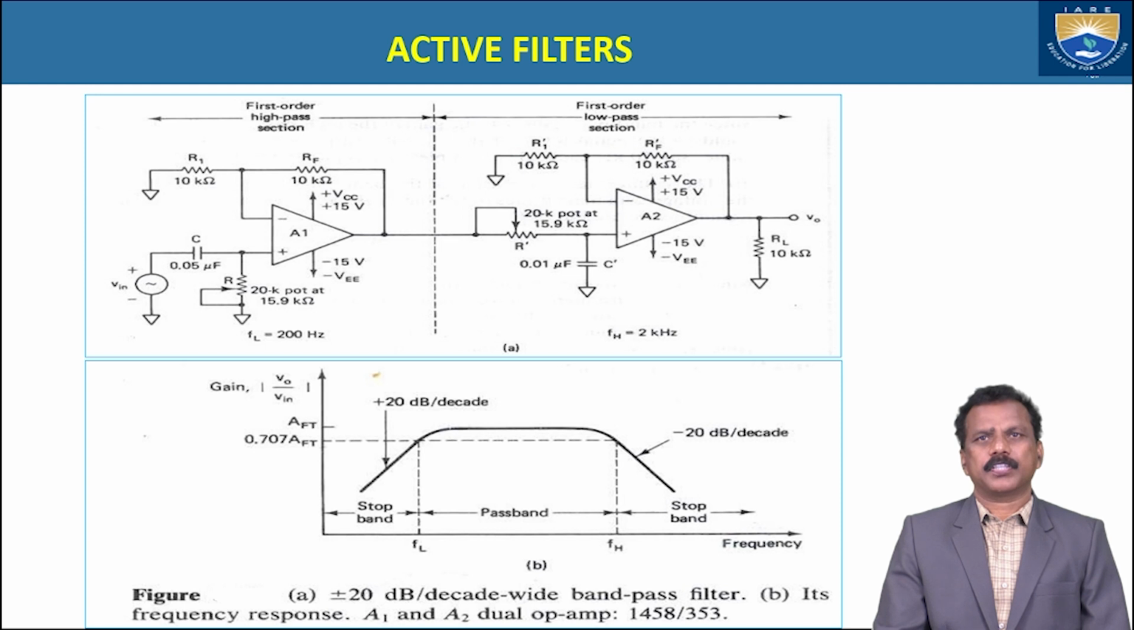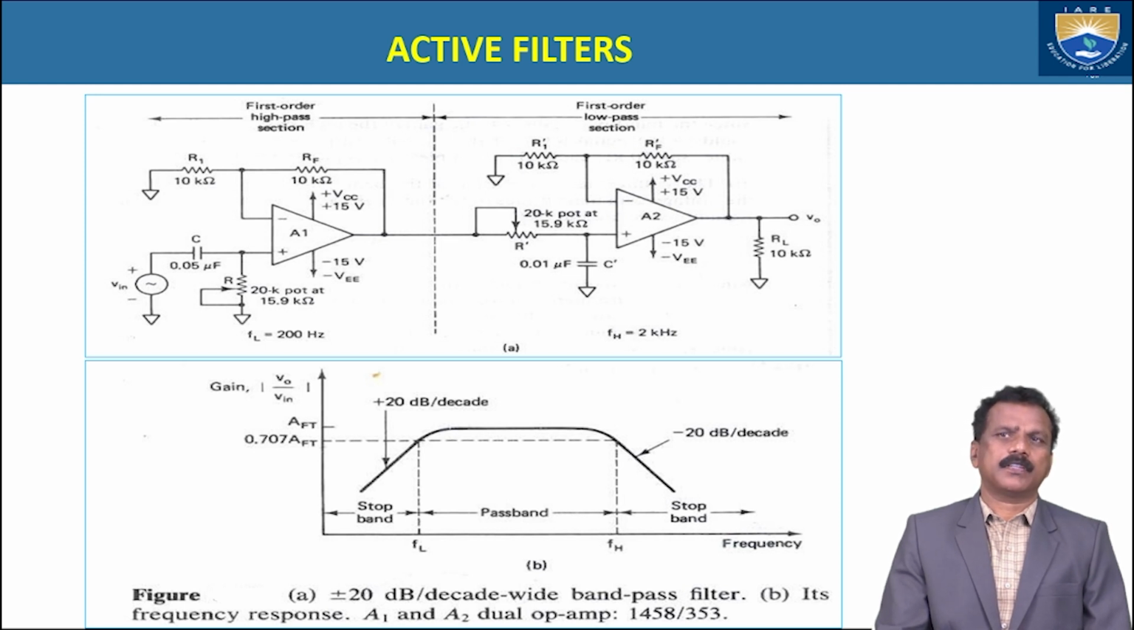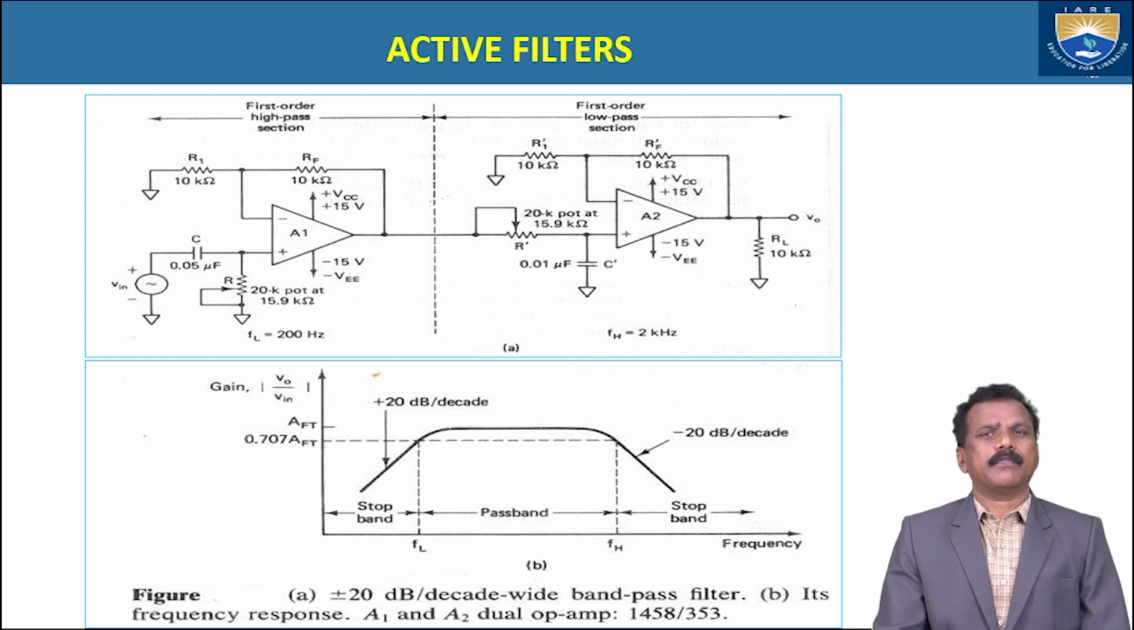In the first order low pass filter, FH is given as 2 kilohertz. In the first order high pass filter, FL is equal to 200 hertz. Due to this, we calculate the frequency response, where A1 and A2 are a dual op amp; they are using the 1458 and 353 ICs. That's the frequency response, frequency versus gain.